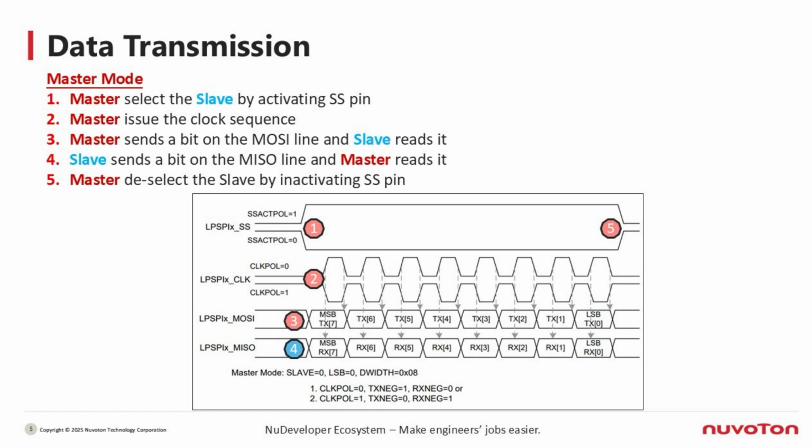Finally, the master finishes the transfer by releasing the SS line. When SS goes back high, it tells the slave, "We're done." The slave stops driving its output as soon as it detects SS is no longer active, and that completes the entire SPI transaction. So that's the full data transfer process of the low power SPI in master mode.